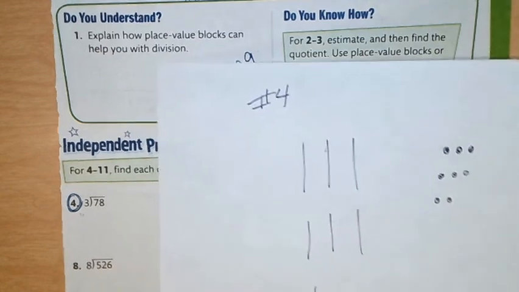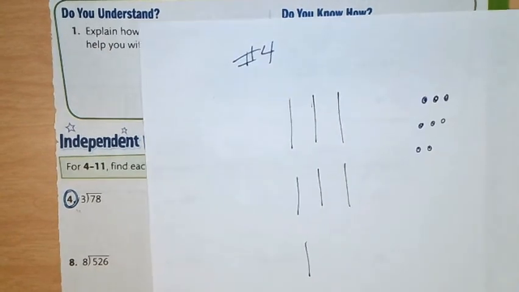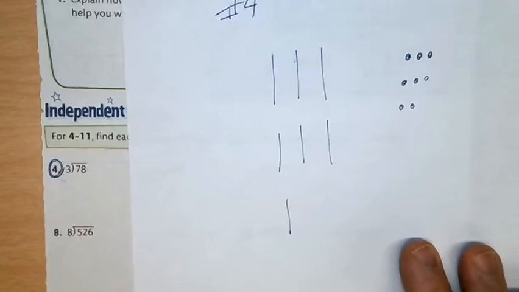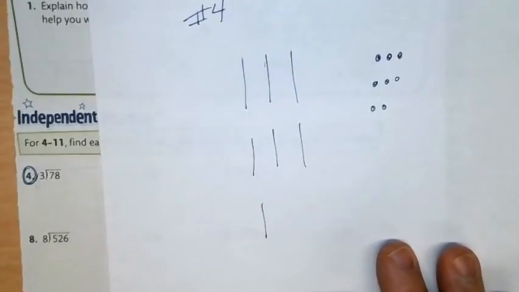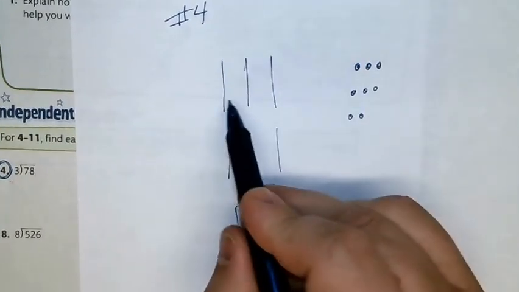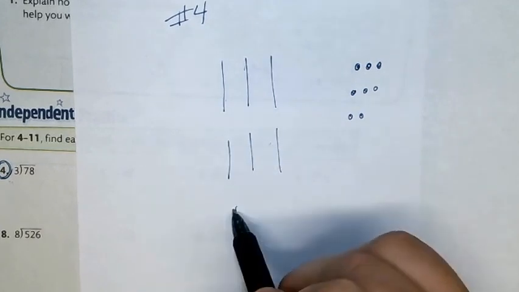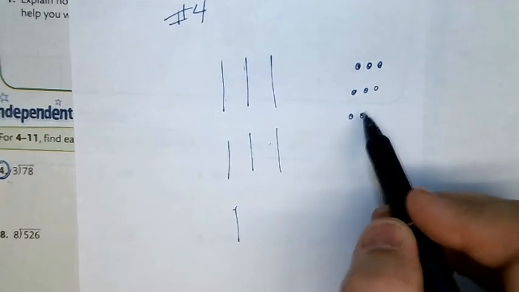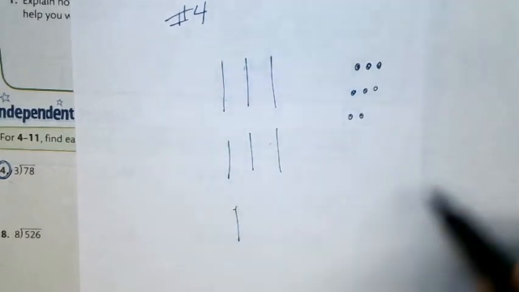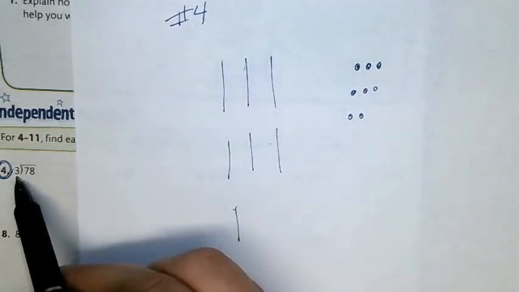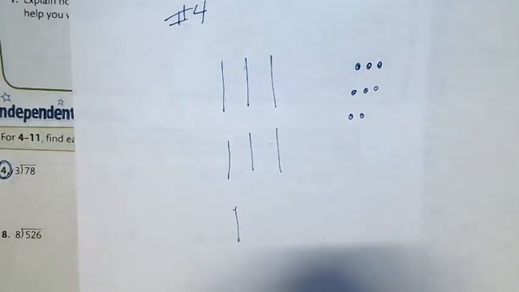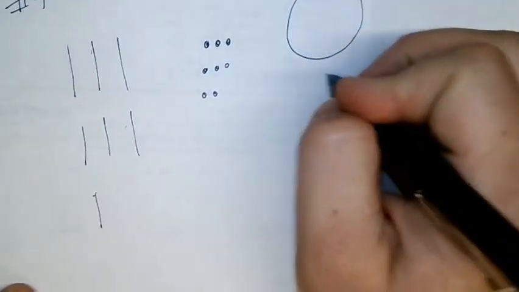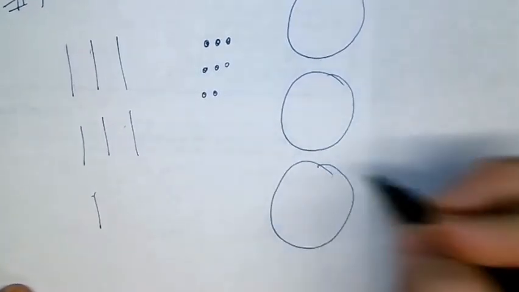All right, number 4 is going to be 78 divided by 3. So here I've got it all ready to go. I already wrote them out to save us some time. I've got 10, 20, 30, 40, 50, 60, 70, 71, 72, 73, 74, 75, 76, 77, 78. I've got 78 here. I want to break this into 3 equal parts. So I'm going to go ahead and slide this over, and I'm going to make my 3 equal parts over here. 1, 2, and 3.